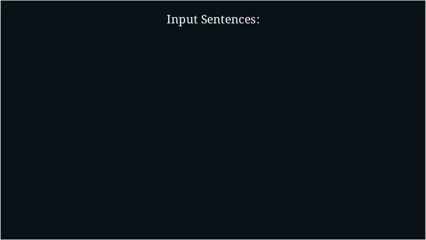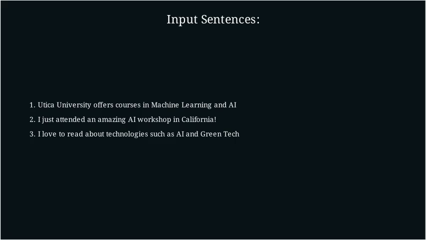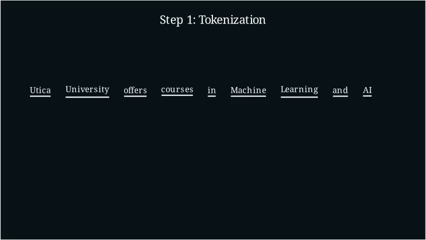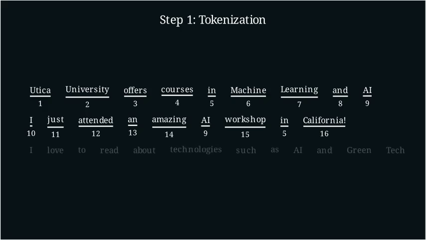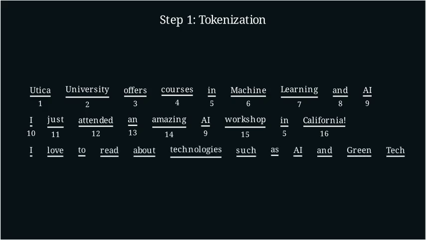Let's look at how text is converted into numerical form. We start by defining a series of sentences such as Utica University offers courses in machine learning and AI. Each sentence in our dataset is transformed into a sequence of numbers through a process called tokenization. These numbers are then padded to ensure uniform length, creating the matrices you see here. This standardization is crucial for our neural network to process the text effectively.